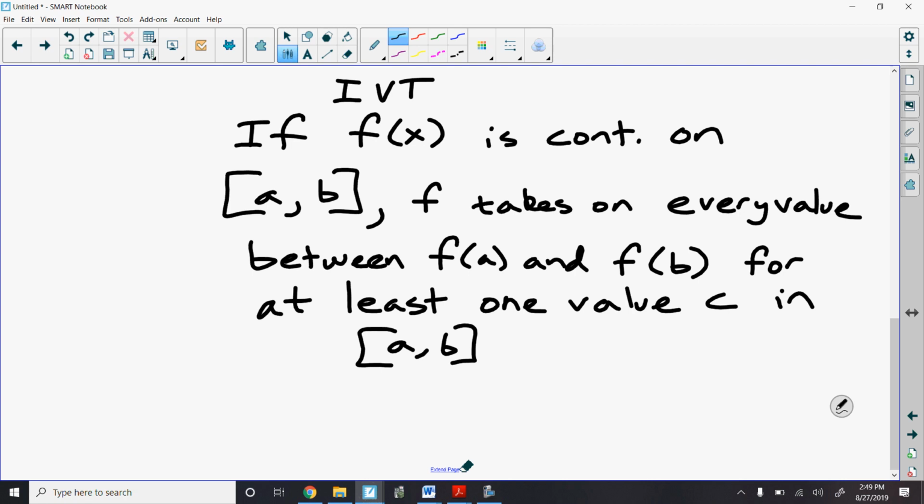Again, with this definition, I am literally holding the math book right now because I struggle personally with remembering exactly how this thing is stated. However, I understand the IVT very well. Okay, so here's what it says. If f of x is continuous on the closed interval [a, b], f takes on every value between f of a and f of b for at least one value c on that closed interval [a, b]. Blah. Hideous, right?